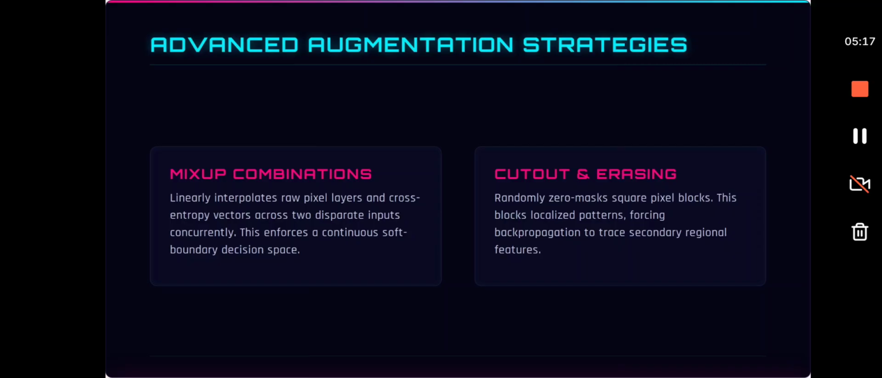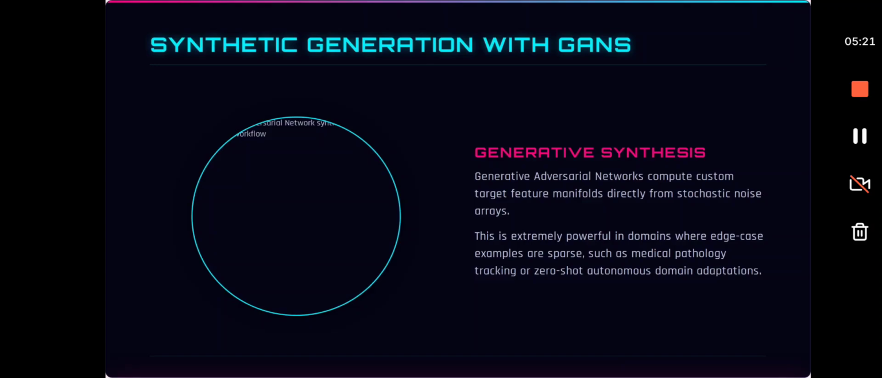Let us see how GANs are used for synthetic data generation. GAN stands for Generative Adversarial Network. It contains two networks called the generator and the discriminator. The generator creates fake images while the discriminator checks whether the image is real or fake. Through continuous training, the generator produces realistic synthetic images. GANs are useful in medical imaging, autonomous vehicles, and security systems where large datasets are not available.